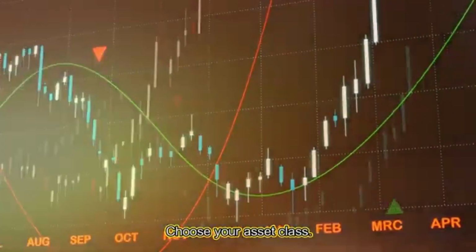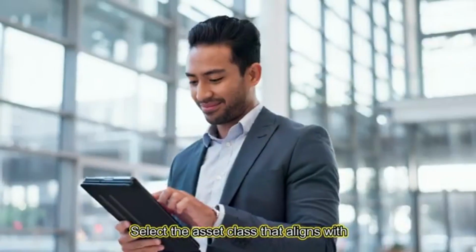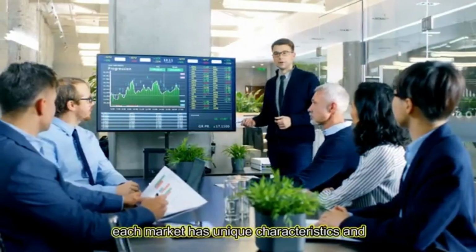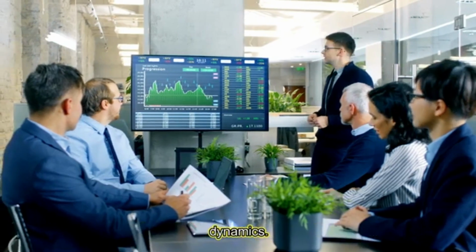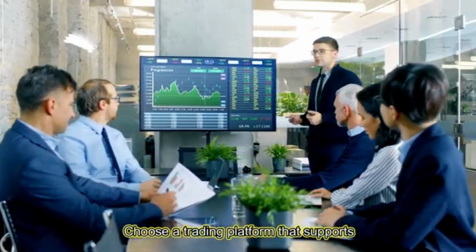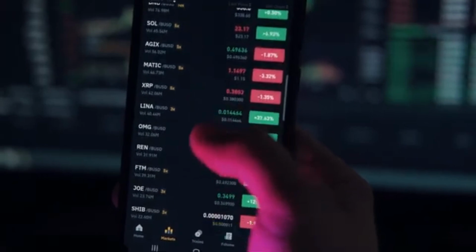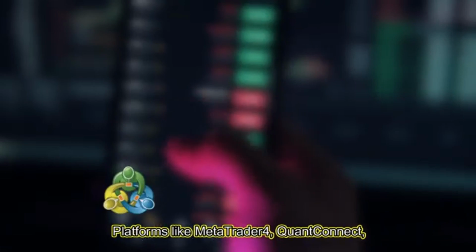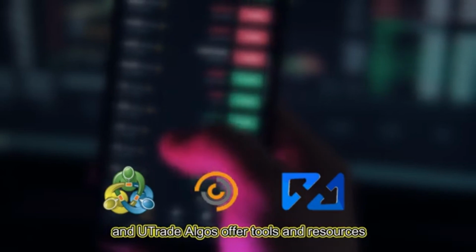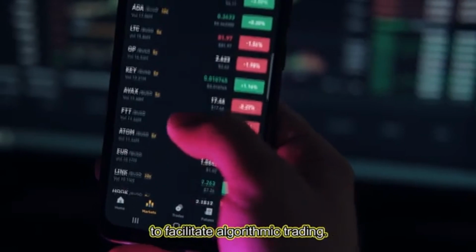Choose your asset class. Select the asset class that aligns with your interests and expertise. Whether it's stocks, Forex, or cryptocurrencies, each market has unique characteristics and dynamics. Select a trading platform. Choose a trading platform that supports algorithmic trading. Platforms like MetaTrader 4, QuantConnect, and uTrade Algos offer tools and resources to facilitate algorithmic trading.